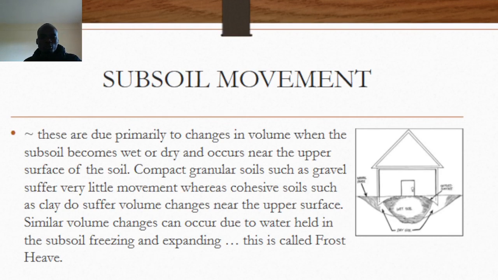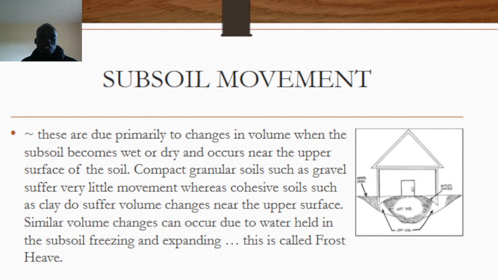So we have talked about the stability of the building. We all know that the building always rests on the ground, and the ground is made up of the soil. So let us see the subsoil movement. So what is subsoil movement? Subsoil movements are due primarily to changes in volume when the subsoil becomes wet or dry, and occur near the upper surface of the soil.